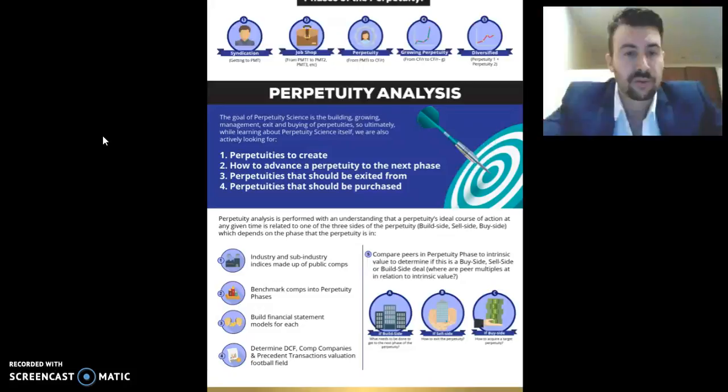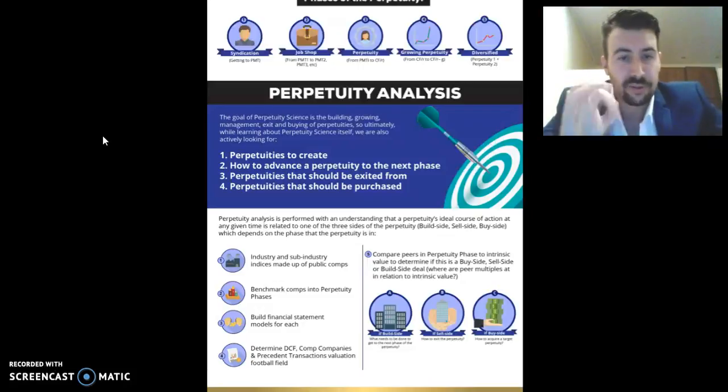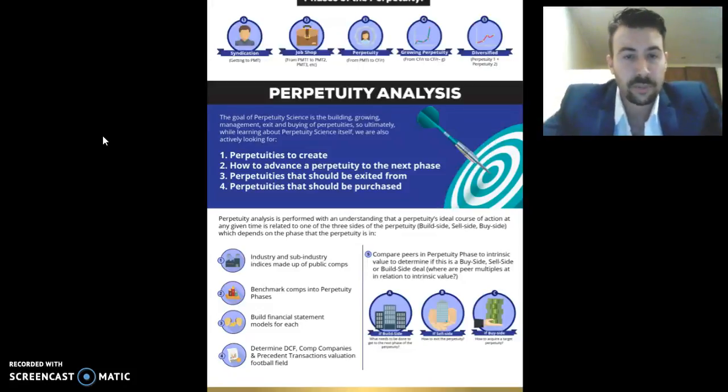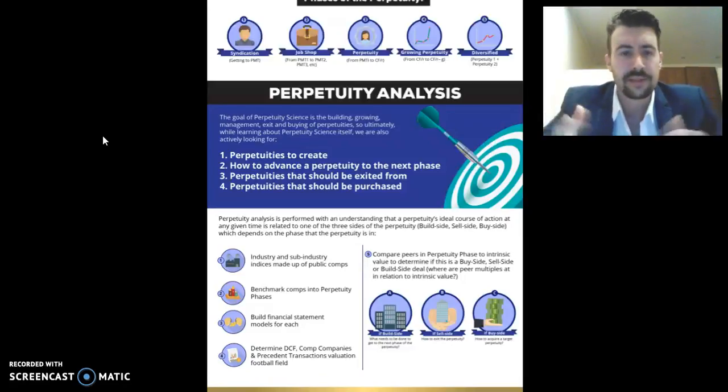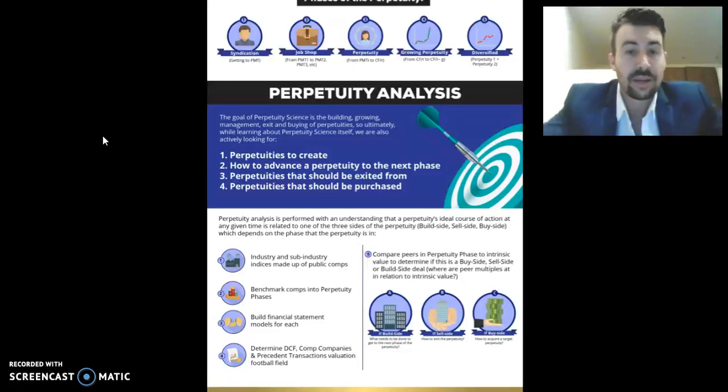And so we are going to talk a little bit more about perpetuity analysis itself, which we talk about in Investment Banking University. So perpetuity analysis is performed with an understanding that the perpetuity's ideal course of action at any given time is related to one of the 3 sides of the perpetuity: the build side, the sell side, the buy side, which depends on the phase that the perpetuity is in. So when we're performing perpetuity analysis, we have our first step, which is analyzing the industry and sub-industry and building an index for the sub-industry as well as the industry made up of public comps.